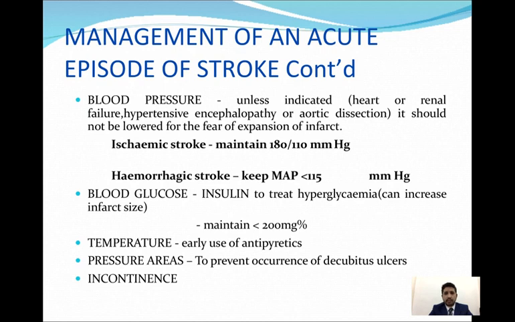Glucose monitoring. If a patient is diabetic and having hyperglycemia, there is no need to go for very tight glycemic control. Glycemic control should be loose, and you can maintain the blood glucose level around 200 milligram percent.